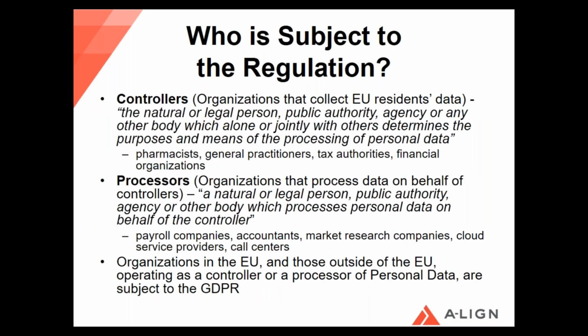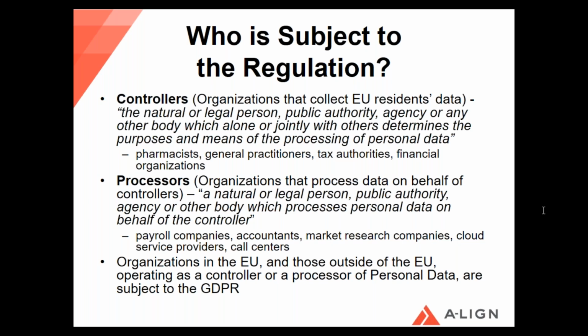So who's subject to the regulation? Again, the regulation defines two types of organizations. One, the controllers, or basically the organizations that collect EU residents' data. The way that those are defined is the natural or legal person, public authority, agency, or any other body which alone or jointly with others determines the purposes and means of the processing of personal data. We've given a few examples below: pharmacists, general practitioners, tax authorities, financial organizations.